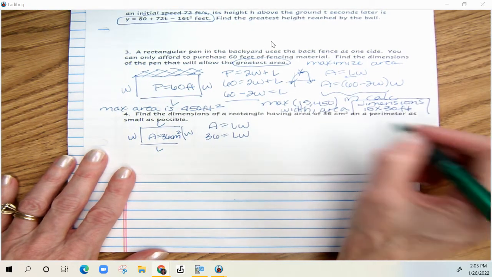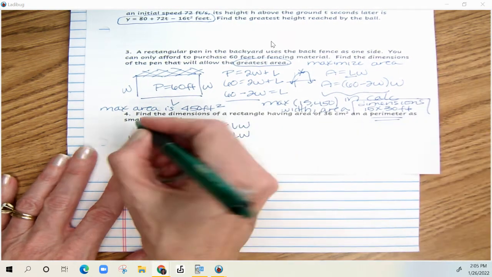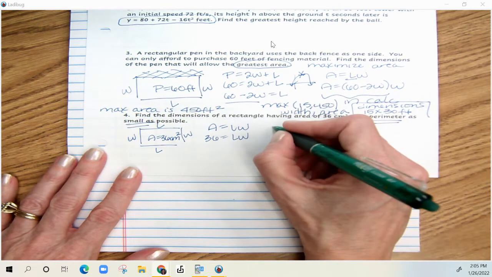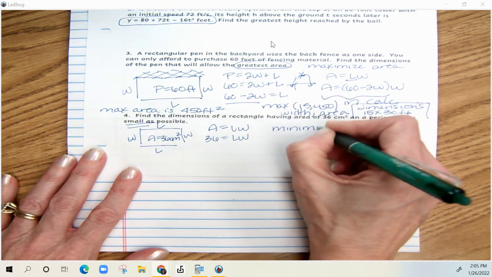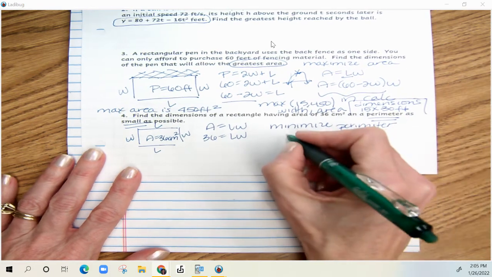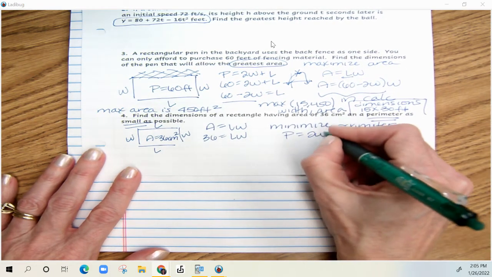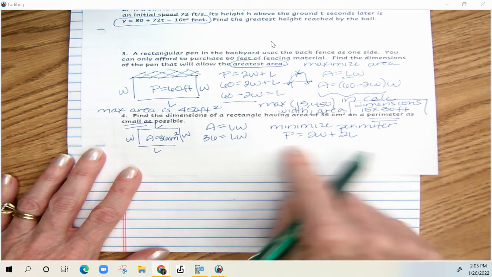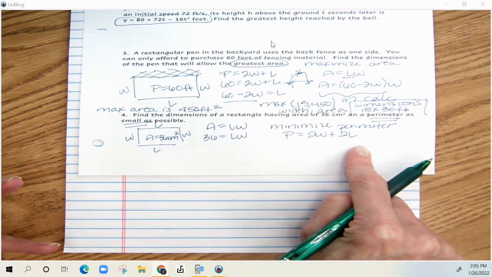But what has to go in the calculator is what I am maximizing or minimizing. And this says that I want to minimize the perimeter. So that has to go in the calculator. The perimeter is 2 times the width plus 2 times the length. But again, the problem is too many variables to put it in the calculator.